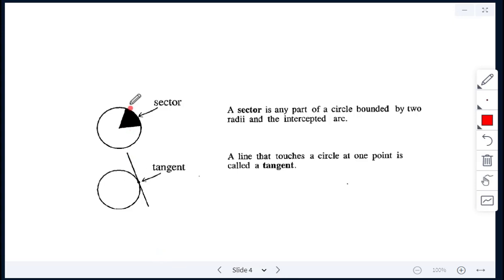The sector, shown here in black, is any part of a circle bounded by 2 radii and the intercepted arc. So there's the arc, and this is a radius here, and this is a radius here as well. A tangent is a line that touches a circle at 1 point. So it's touching the circle at just 1 point here. This straight line touches the circle at only 1 point there.